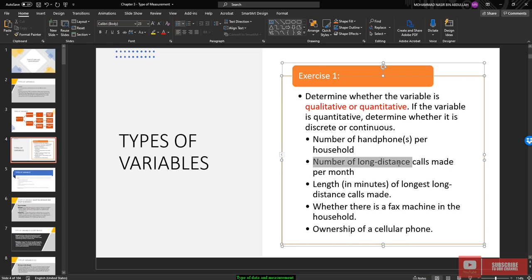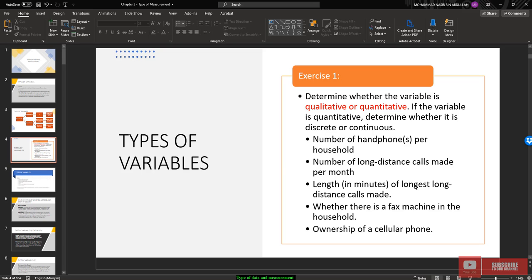Number of long distance calls made per month. So how many long distance calls did you make per month? Let's say 1, 2, 3 or more than 3. So this is a quantitative variable, discrete quantitative variable. Length in minutes of the longest distance call made. So length in minutes, it can be in a specific range, right? So it's a quantitative variable, right? But this is a continuous quantitative variable.